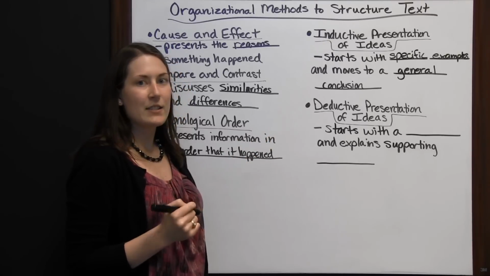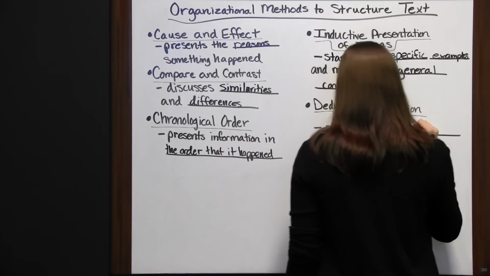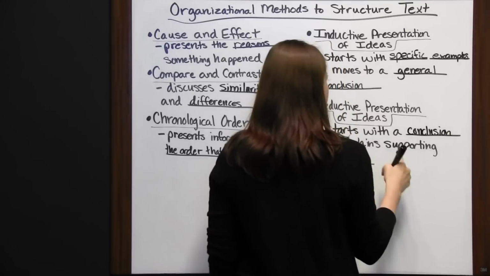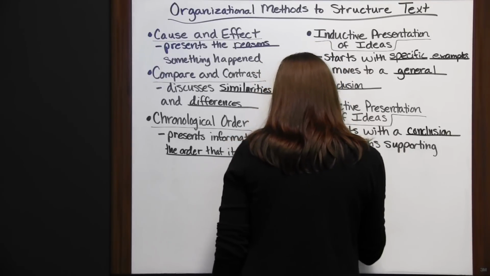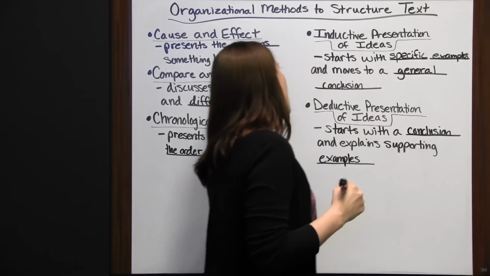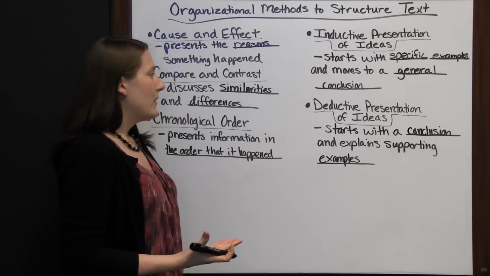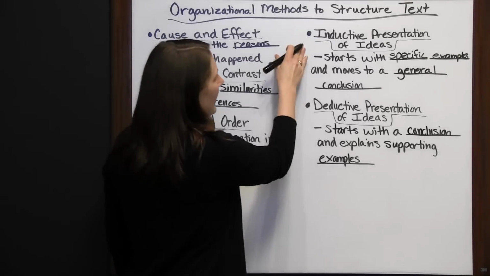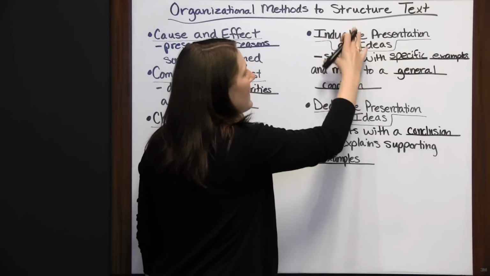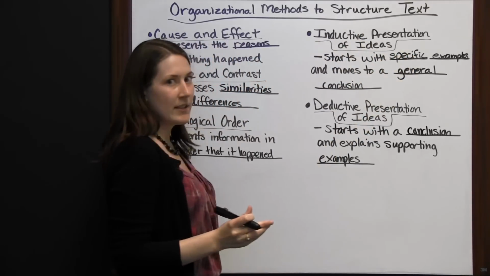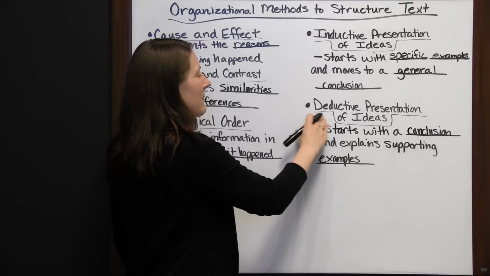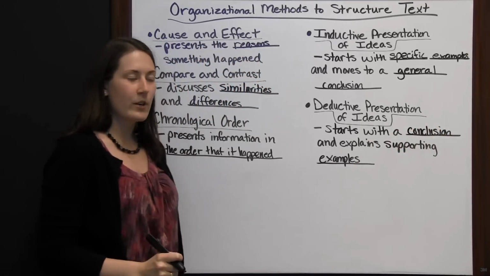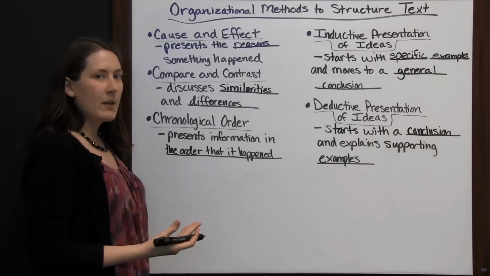Deductive presentation of ideas is going to be the opposite of that. It starts with the conclusion, you should always donate blood. And then it explains supporting examples. So I would give you examples or reasons that list out the benefits of donating blood. And you can see these two are opposite, so it's important to remember the difference. Inductive is going to list all of them and then take them to a general conclusion at the end. Deductive is kind of, maybe think division. You start with one big conclusion and divide it down into lots of supporting details or examples.